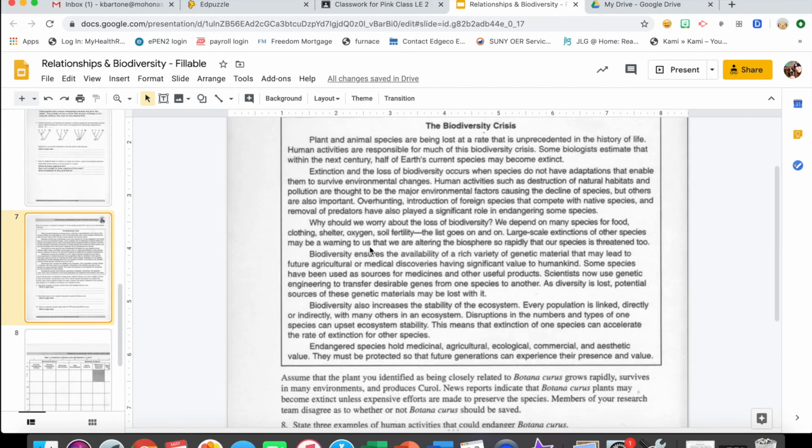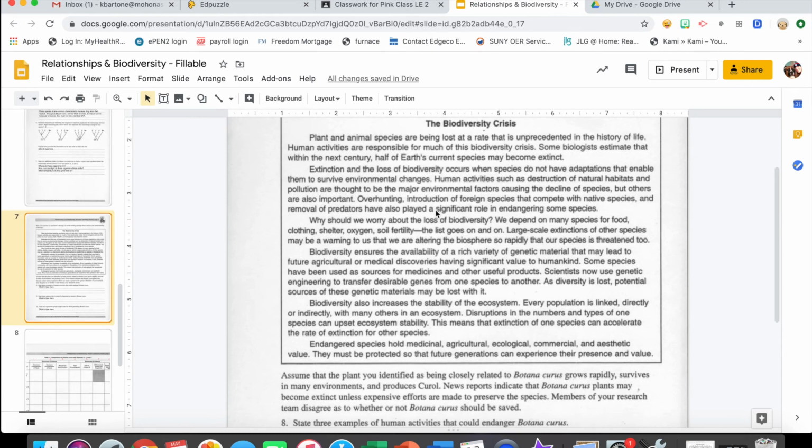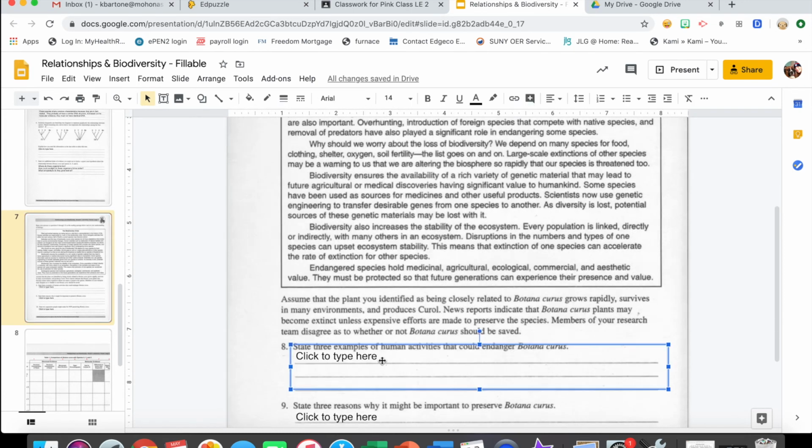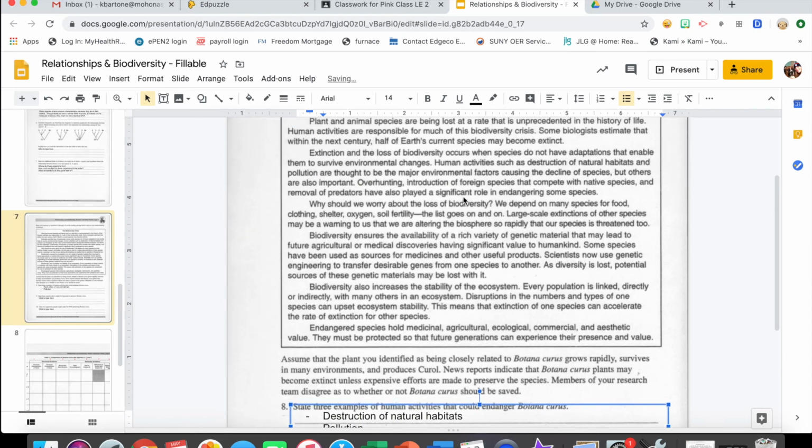So if we go back to the reading, we can see that here are some human activities. Human activities such as destruction of natural habitats and pollution. There's 2. Okay, so let's put those in. Destruction, natural habitats, pollution, and what else we got up here?